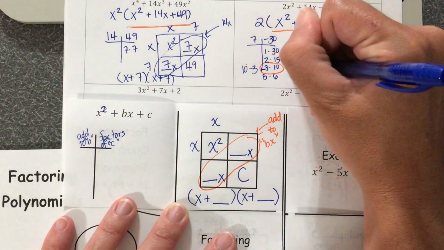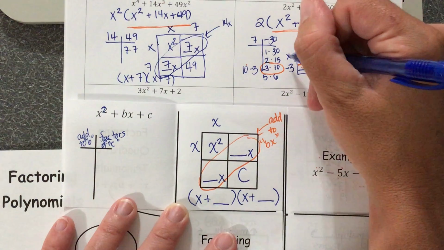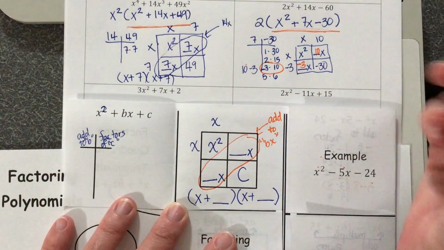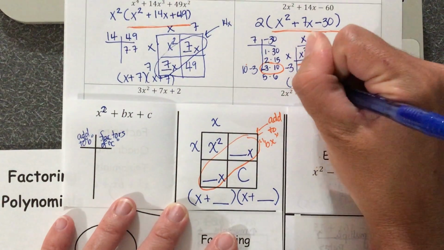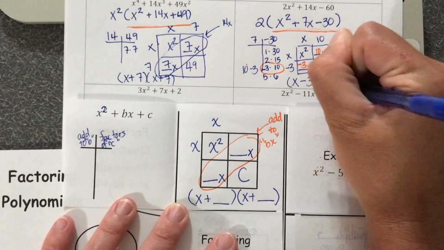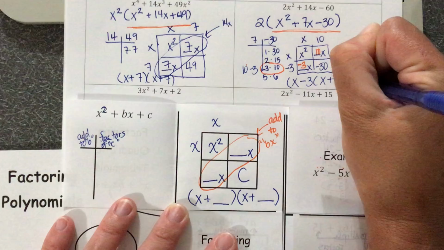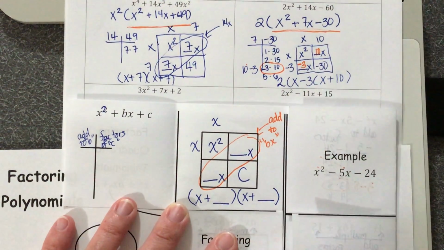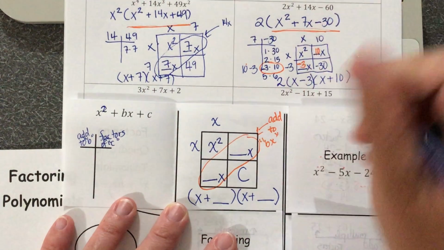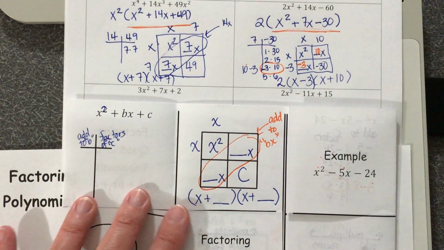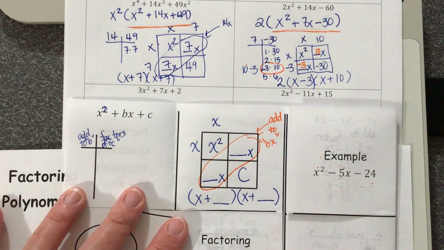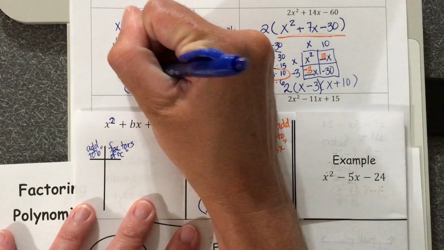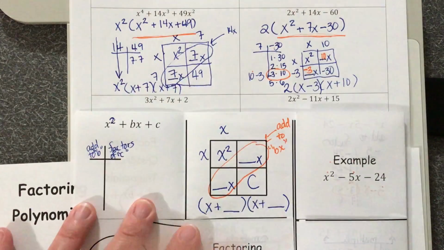Which means x times negative 3 is negative 3x, and then x times 10 is 10x, and 10 times negative 3 is negative 30. So my factors are x minus 3 and x plus 10. Oh, and hey, don't forget about the GCF of 2. And you know what? In the one before it, when I factored out what was left in the parentheses, I forgot to bring down my GCF. Can't lose it. So there you are.